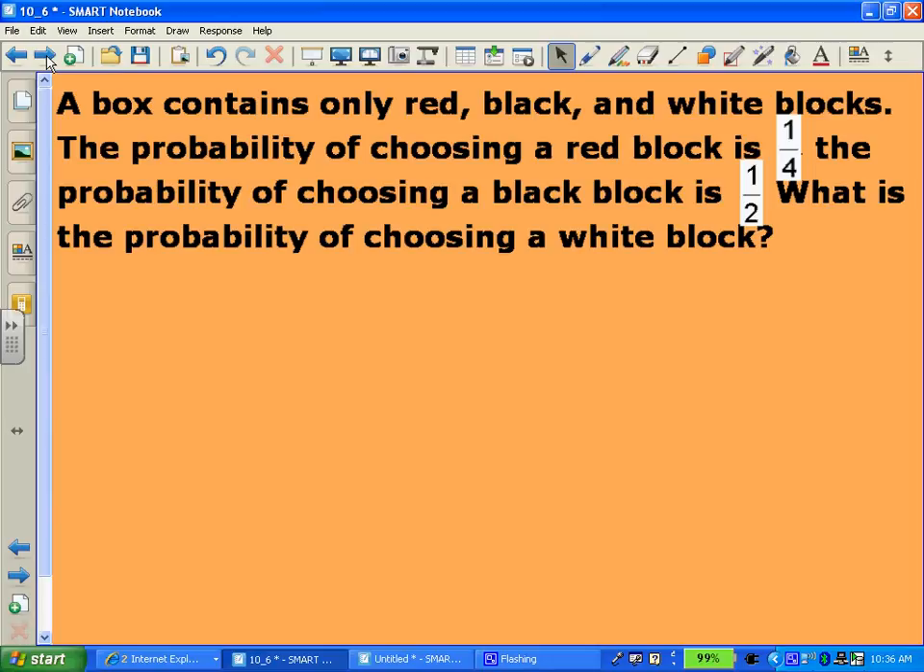Let's say a box contains red, black, and white blocks. The probability of choosing a red block is 1/4. The probability of choosing a black block is 1/2. What's the probability of choosing a white block? We know that the probability of choosing red plus the probability of choosing black plus the probability of choosing white has to equal 1. Those are the only 3 colors in the box.